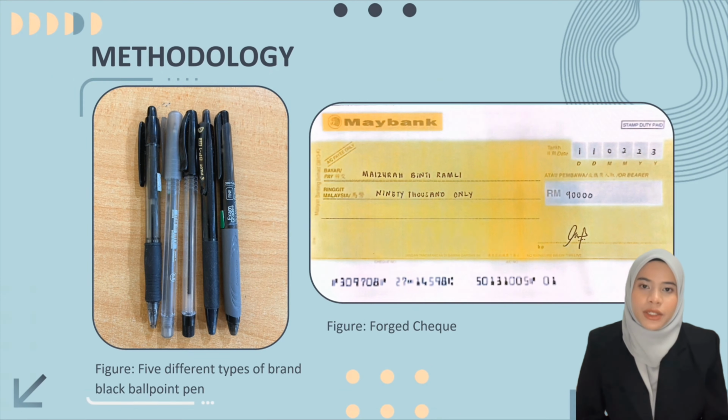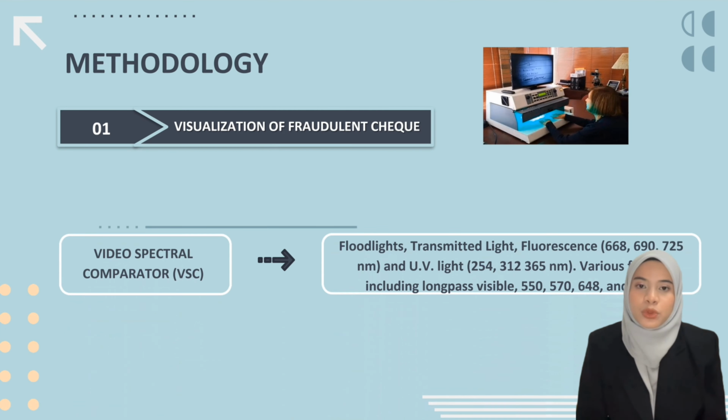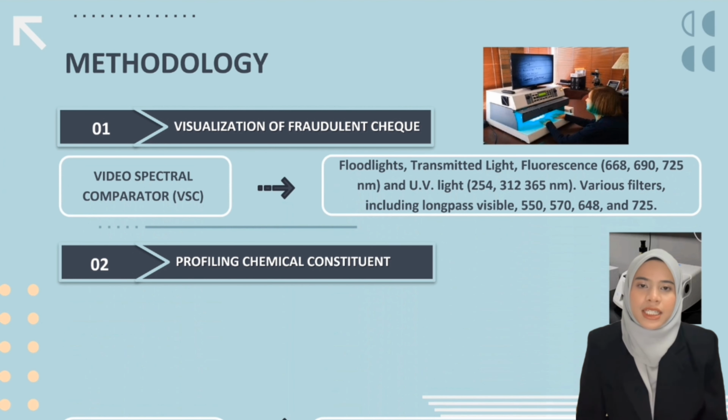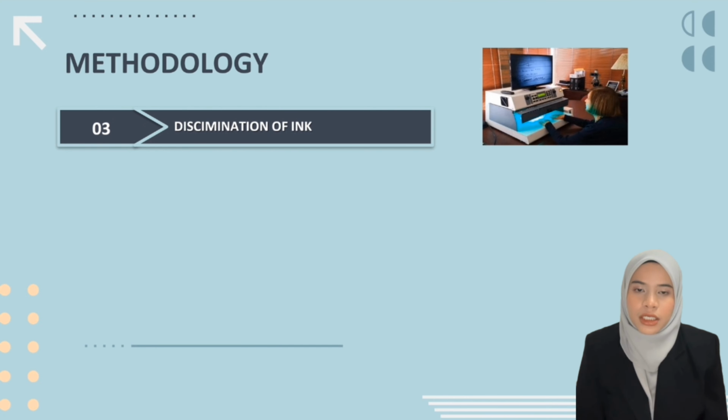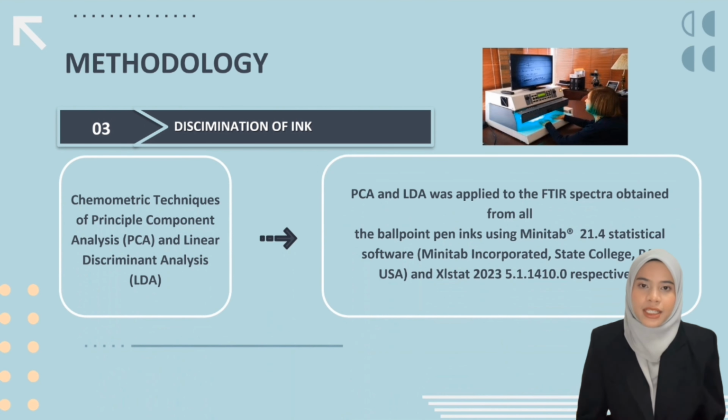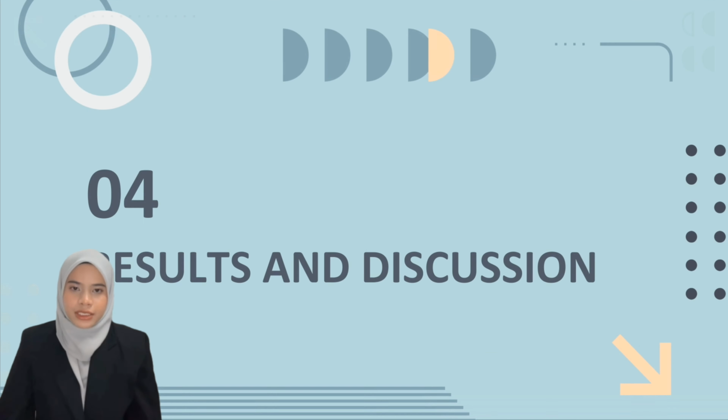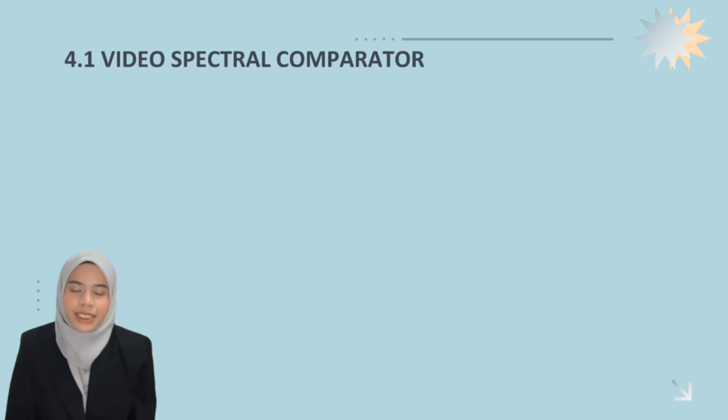The method started when the checks were visualized using VSC under different lights. Then the checks were examined to determine the functional groups of the ink using FTIR. Lastly, the spectral data from FTIR were computed for PCA and LDA analysis. For the results, the checks successfully visualized the addition of TY and 0 on the check using VSC under fluorescent light with a 668 long pass filter.